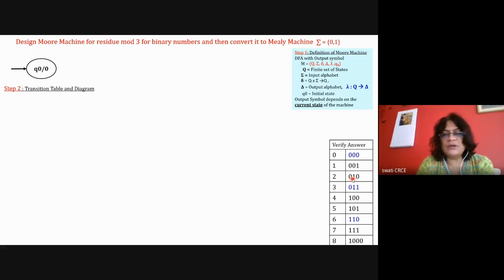Start from the initial state Q0. We say that Q0 is the state for remainder 0. Okay. So in this state, now it is a DFA design, if there is any 0, 0 will be generated. Again for the second 0, 0 is generated. For the third 0, 0 is generated. So for 000, the remainder is 0. Then for 001, the remainder should be 1. So the output should be 1. So it will go to the state Q1 with output 1.